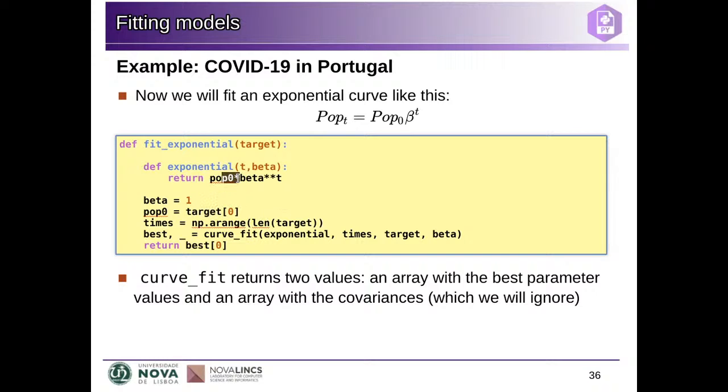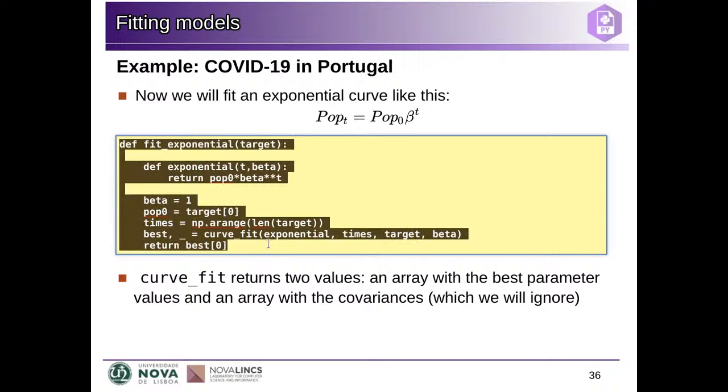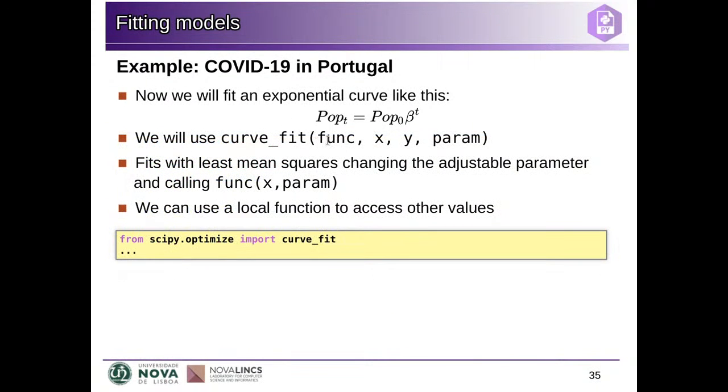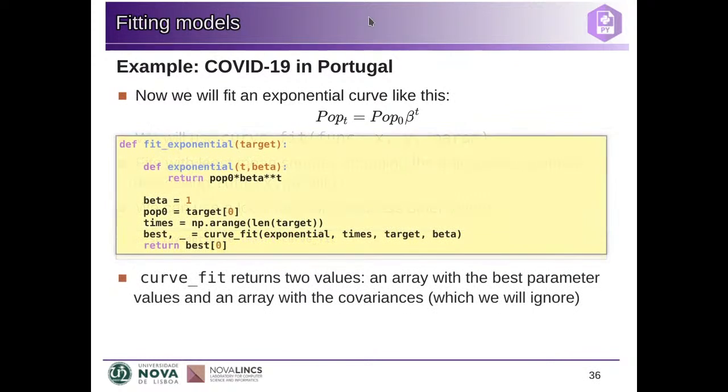Now, because this function needs to access the population 0, we can create it inside the fit exponential function. So note the indentation here. This function is a local function inside this larger function here. So this means that when Python is looking at this value here, pop0, it can use it from here because it looks outside the scope of the function. So this is one way you can go around the limitation of some of these functions in SciPy that do not allow you to add arbitrary arguments to the functions that you are creating.